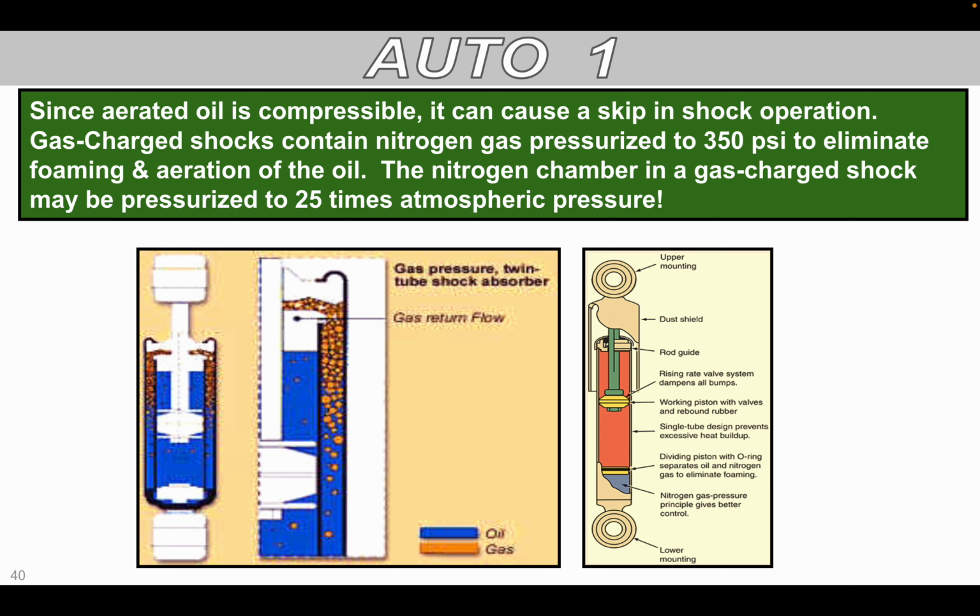Gas charged shocks contain a nitrogen gas which is pressurized to about 350 psi. That's a lot. It's there to eliminate foaming and aeration of the oil. The nitrogen chamber in a gas charged shock may be pressurized to 25 times atmospheric pressure. This is something you don't want to typically mess with, by the way. You have to be cautious if you are actually going in and replacing stuff.